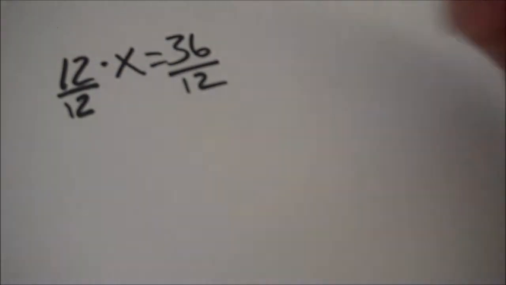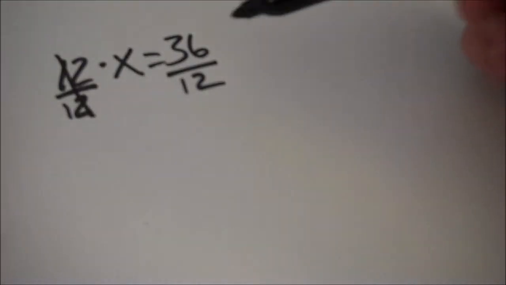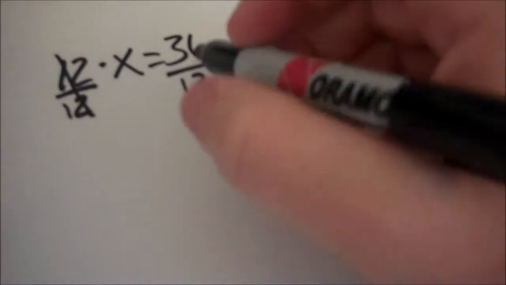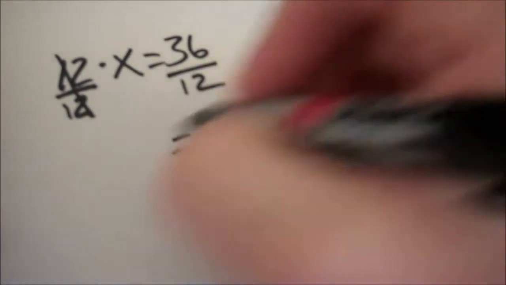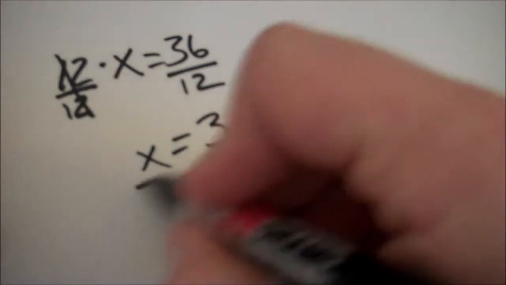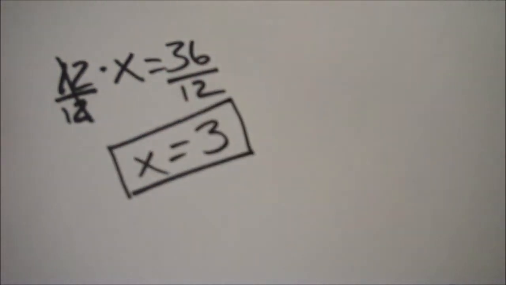Now 12 divided by 12 equals 1, and when you multiply 1 by x, it'll just equal the same thing. Therefore, they cancel out. 36 divided by 12, however, is 3. And you get 3 equals x as our answer.